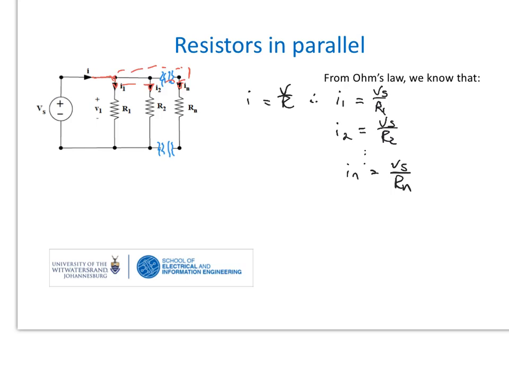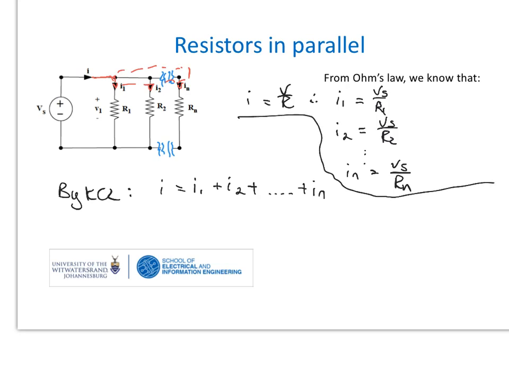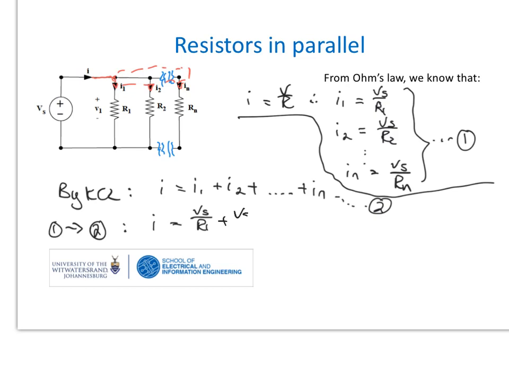And then we know at that expanded node by Kirchhoff's current law, we know that the current I is equal to I1 plus I2 plus, and so on up to In. And now we're going to take these equations, so let's call them equation 1, and this is equation 2, and if we put 1 into 2, then we get I is equal to Vs upon R1 plus Vs upon R2 plus, and so on up to Vs upon Rn.